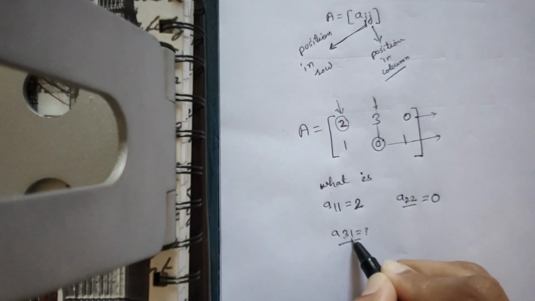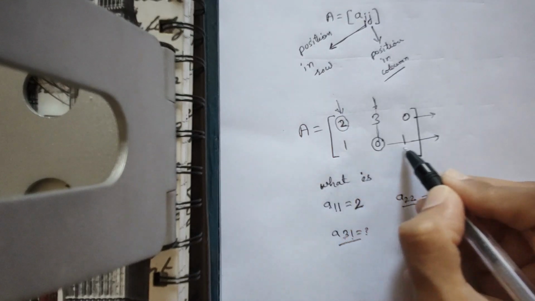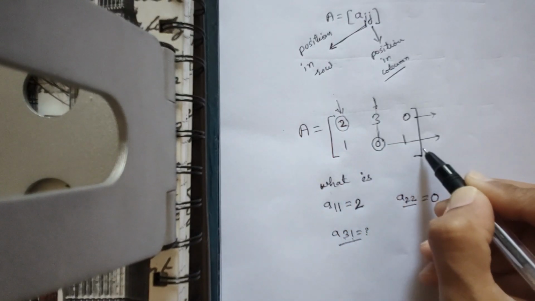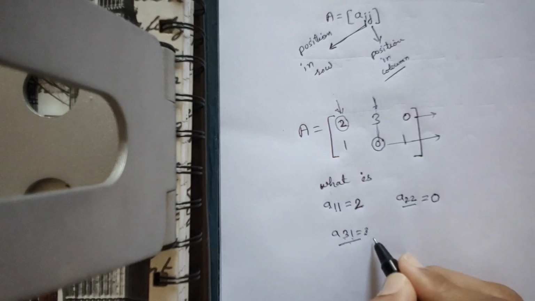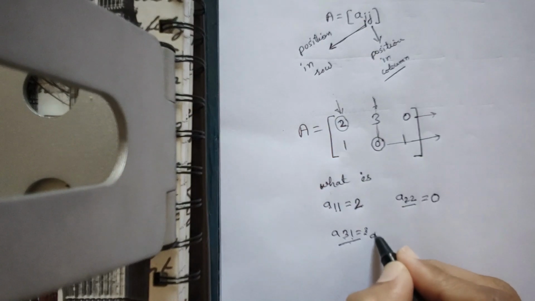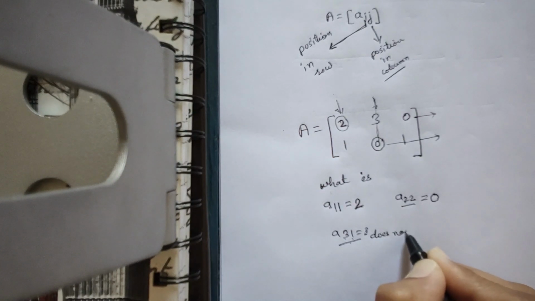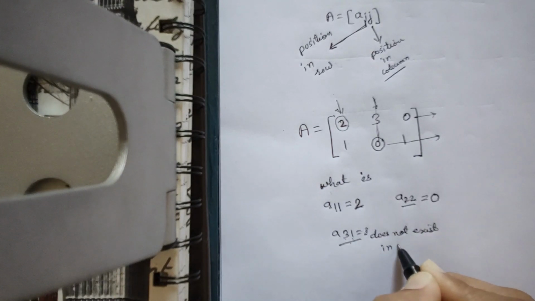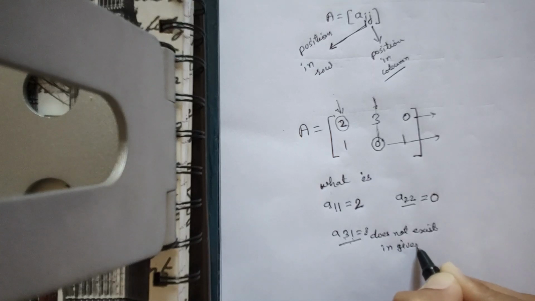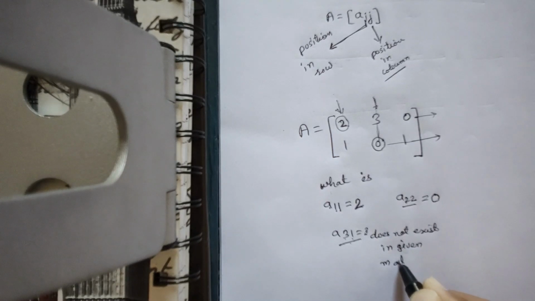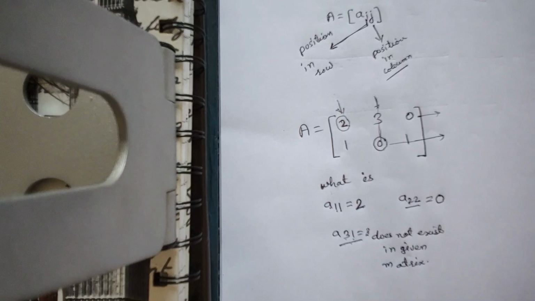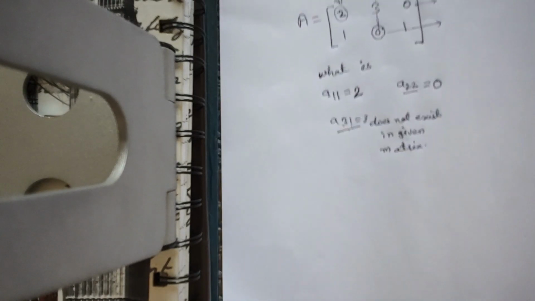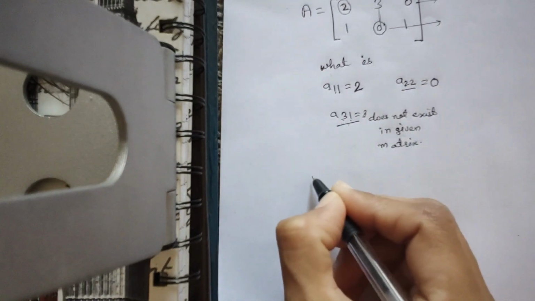A31: third row, first column. But in this matrix, the third row does not exist. So this element will not exist. So A31 does not exist in the given matrix. Okay, I hope you are understanding it. It's not very difficult, but just have a clear understanding of it.